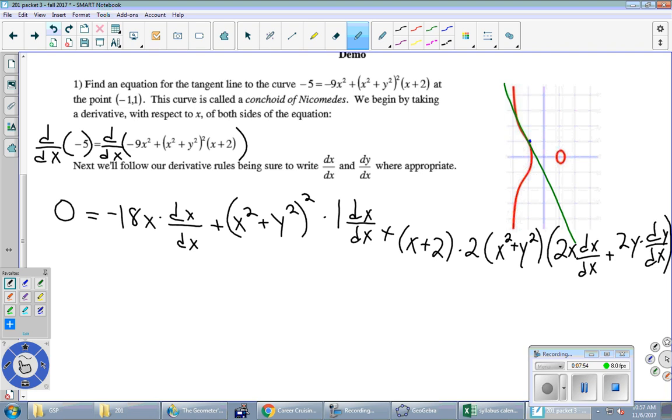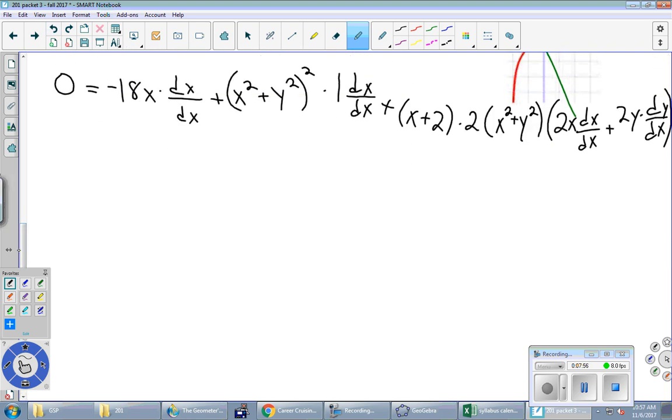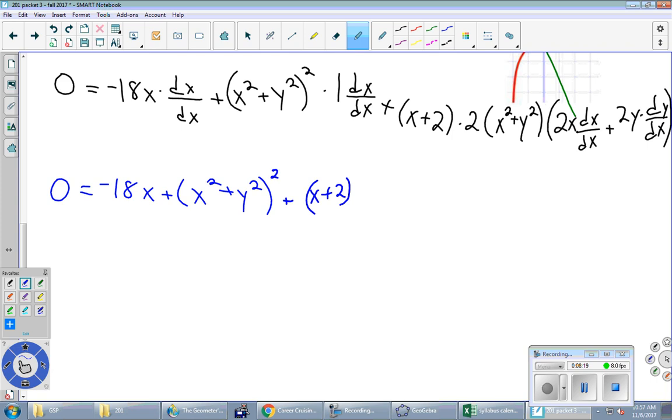Okay, so let's write this again. But I won't write all of these silly dx dx's anymore. So we go 0 equals negative 18x, and then that's just a 1, plus x squared plus y squared times, and that's just a 1, plus x plus 2 squared, thank you. Plus x plus 2 times x squared plus y squared times 2x, I won't write the dx dx, plus 2y, but you have to write the dy dx.